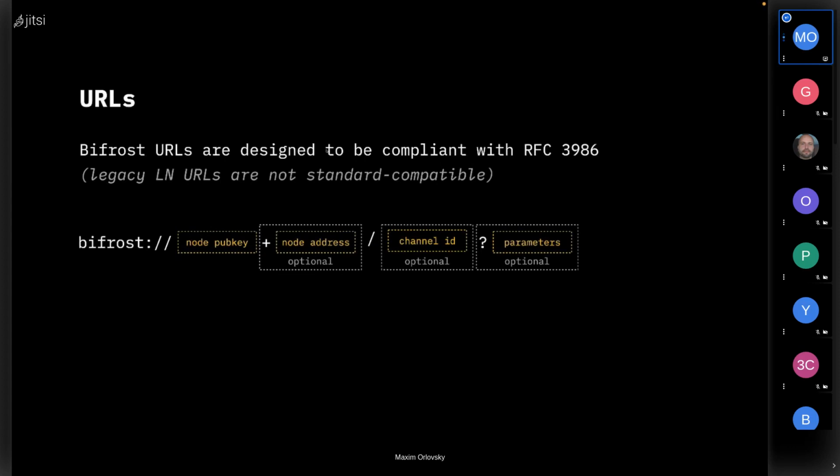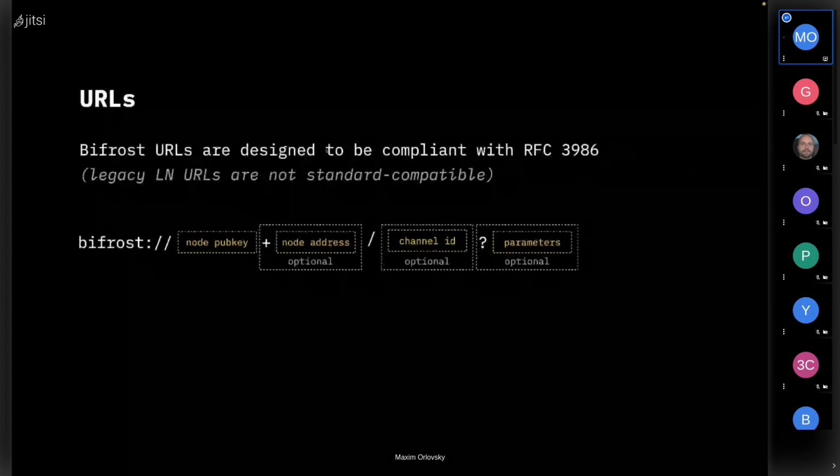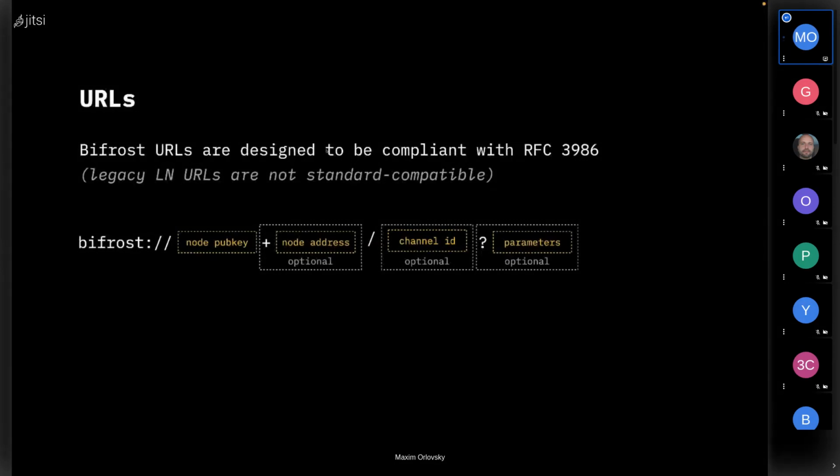We can't use the at sign because it contradicts RFC 3986 on URLs, and the at sign can be put only between the first optional part and the second required part. While here, the node pub key is the required first part, and the node address is in fact an optional part. So that's why we are using the plus sign, which is allowed to be used in this case. And then after the slash, you can additionally provide information about channel ID and different parameters.